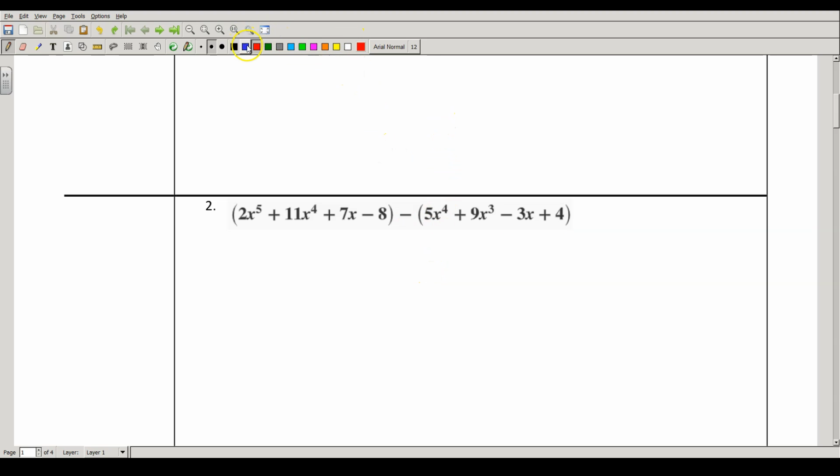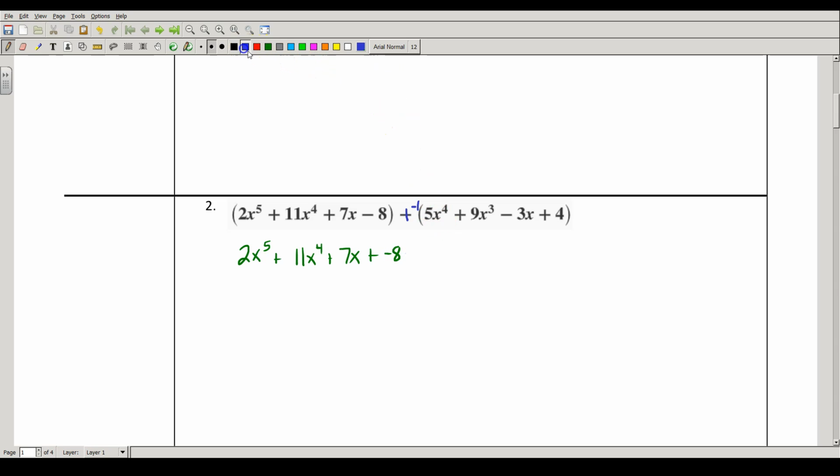So one way we can think about this is this minus, we can treat as plus and then a negative, or a -1 there is how I would write it. And then I'm going to rewrite this one time. So I'm going to write this as 2x to the 5th plus 11x to the 4th plus 7x. I'm going to change my subtractions to plus and negative.